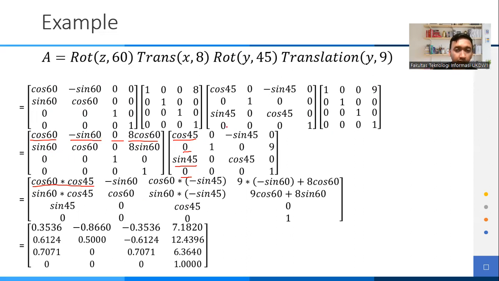Okay, after that, we want to find this one. Sin 60 multiplied by cos 40, cos 60 multiplied by 0, 0 multiplied by sin 40, plus 8 sin 60 multiplied by 0. So the result is here.